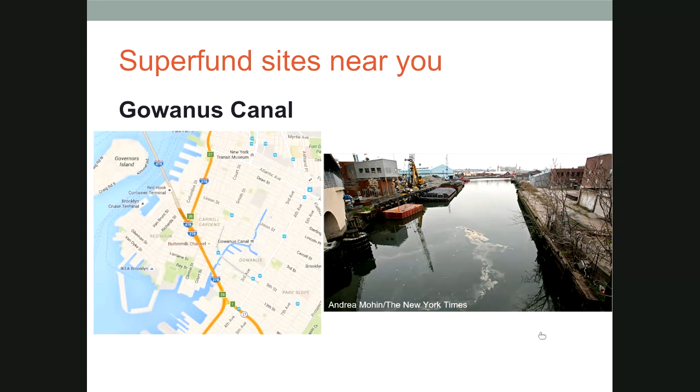So some examples of Superfund sites near us, the Gowanus Canal. Gowanus Canal is one of the most polluted waterways in the United States, mainly because of so many industries that are built up alongside the Gowanus Canal, and they historically have just dumped their waste into the canal. The Gowanus Canal is extremely toxic. This would be a great Superfund site for you to write your paper on.